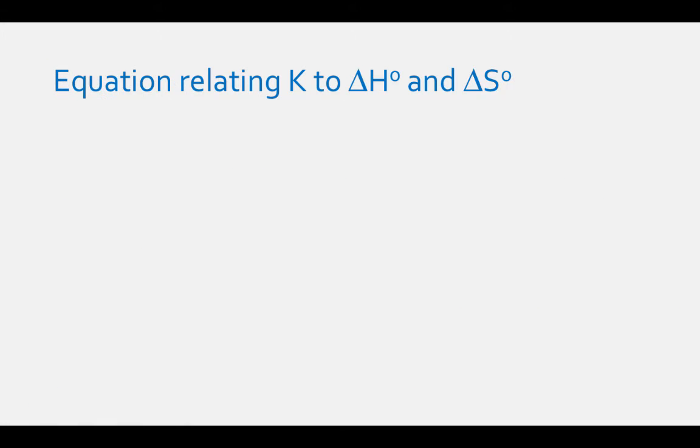Let's derive an equation relating K to standard delta H, temperature, and standard delta S. We will use two equations we have already mentioned in this video. The first is standard delta G equals standard delta H minus temperature times standard delta S. The second is the natural log of K equals the negative standard delta G divided by gas constant times temperature.